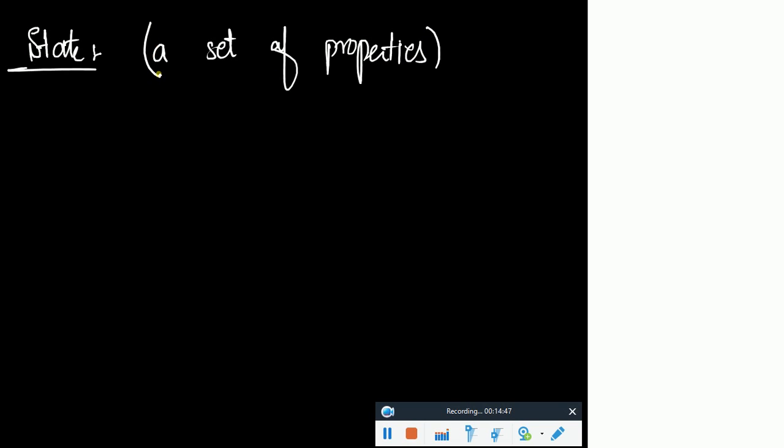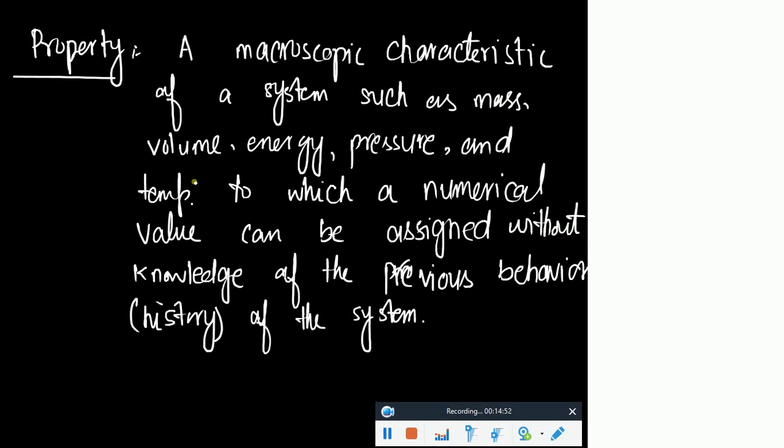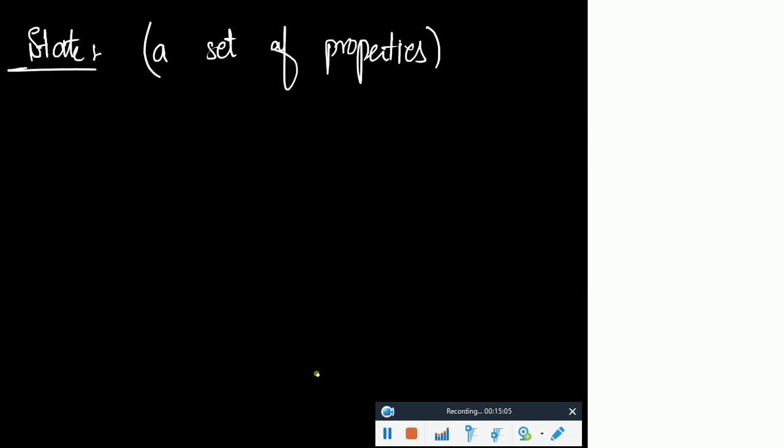Now there is a term which is known as state. You can say it is a set of properties. In properties you do not need to consider those. Just look at the definition: which can be assigned without knowledge of the previous behavior. If I want to measure this temperature, I don't want to consider what the temperature was 2 days before, 3 days before. This is just an instantaneous value. A numerical value can be assigned to that. So, a set of properties.